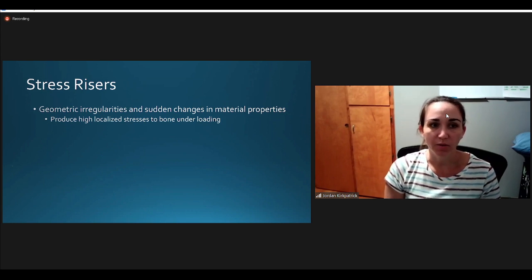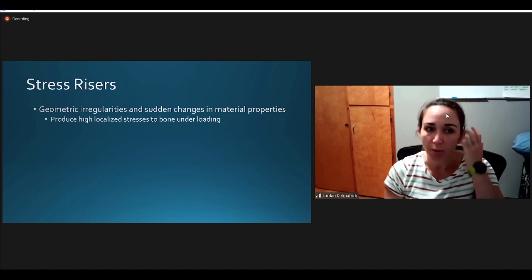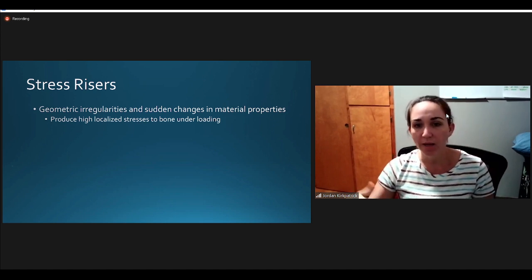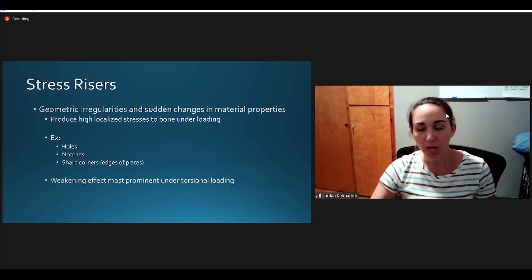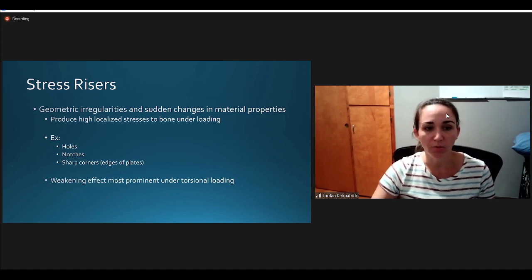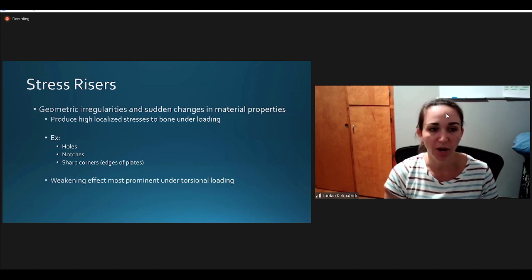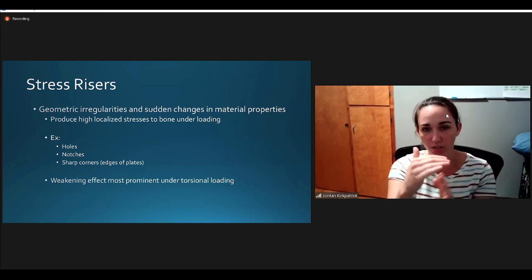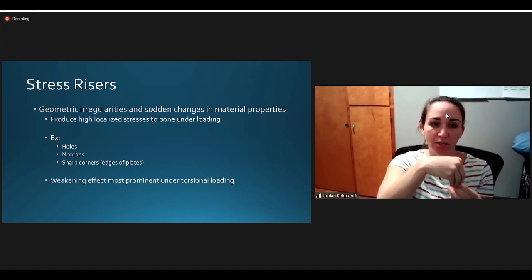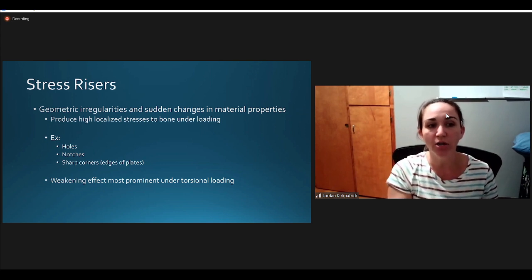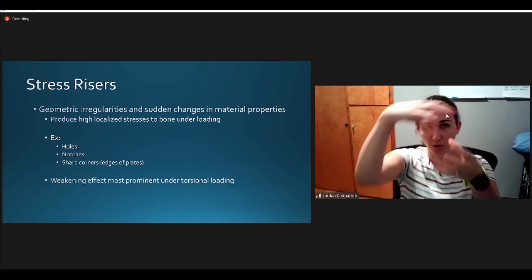Just a comment on something that we call stress risers. These are geometric irregularities and sudden changes in the material properties within the bone, and they produce a high localized stress to the bone under loading. From a surgery standpoint, the most common causes of this are sharp corners on the edges of our plate, holes in the plate when we are repairing fractures, notches in the bone, or if you don't get good anatomic alignment and there are irregularities, that can cause extra stress there. And in general, if there are stress risers, it's weakest under torsional loading with the twisting.